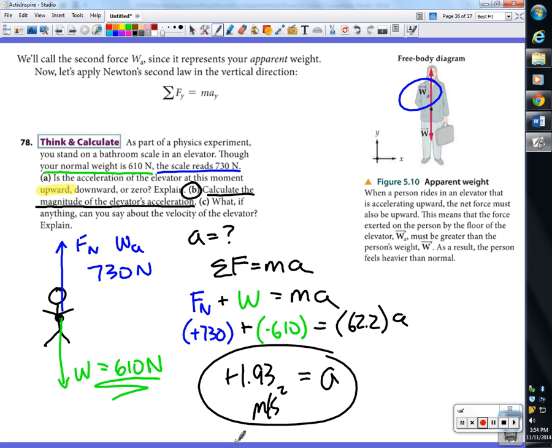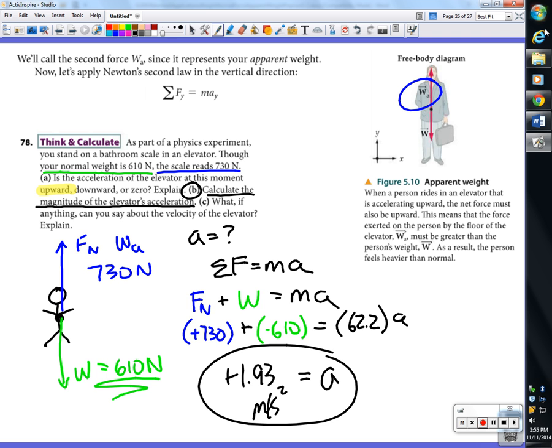For letter C, it says, what, if anything, can you say about the velocity of the elevator? And the answer to that is you can't say anything about the velocity for sure. The only thing you can say for sure is that it's changing because there is acceleration. But remember, just because we have come up with a positive acceleration doesn't necessarily mean something is speeding up. All we know is that it's accelerating in the positive direction. So for C, the only thing you can really say is that the velocity is changing.